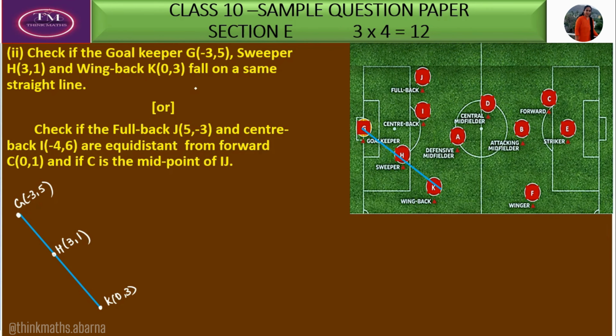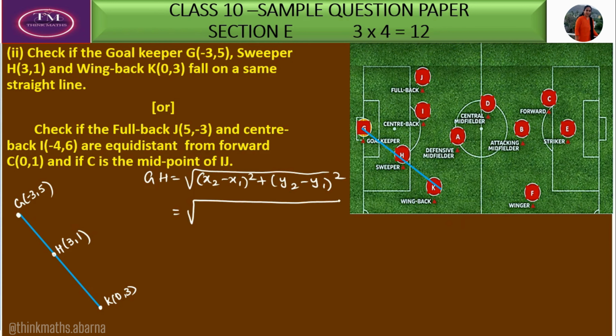So to fall on a straight line, addition of two distances should be equal to the another distance. So let us check the value of GH, HK and GK. So GH equal to square root of, what is the distance formula? X2 minus X1 whole square plus Y2 minus Y1 the whole square. You can also write X1 minus X2 whole square plus Y1 minus Y2 whole square. So as the power is 2, the values will not change if you change X1 and X2.